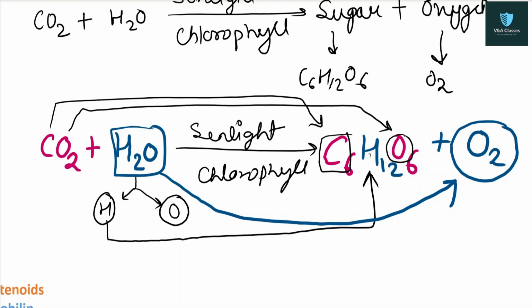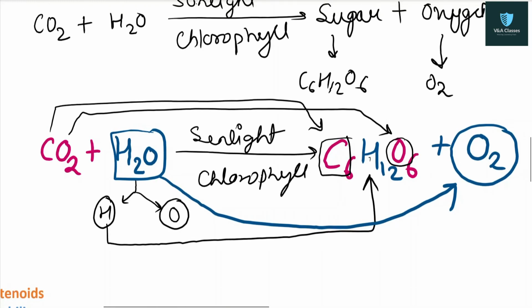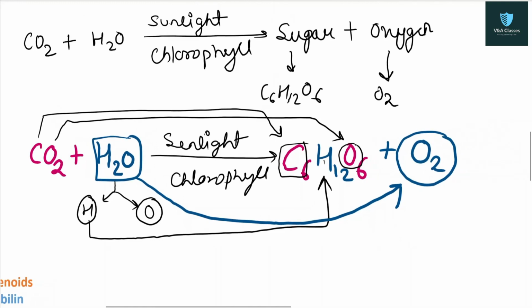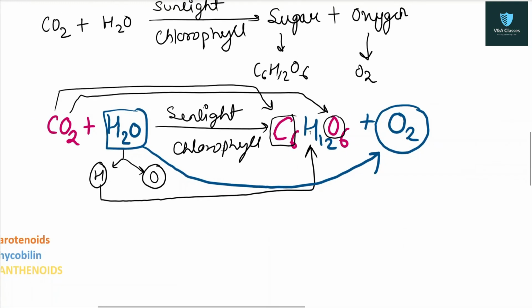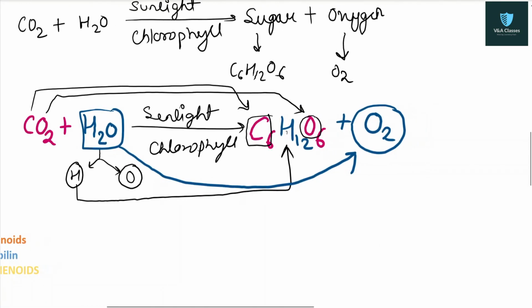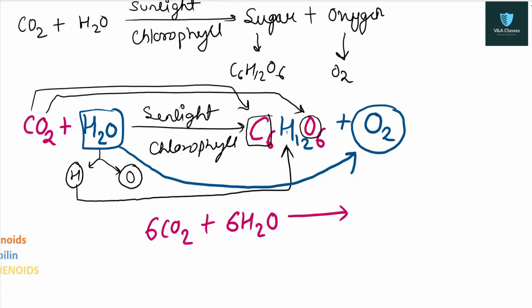Okay, so this is the main reaction of photosynthesis that you all need to remember. Now as you can see, this reaction is not balanced. So to balance this reaction, we will write 6CO2 plus 6H2O giving glucose and 6 oxygen.